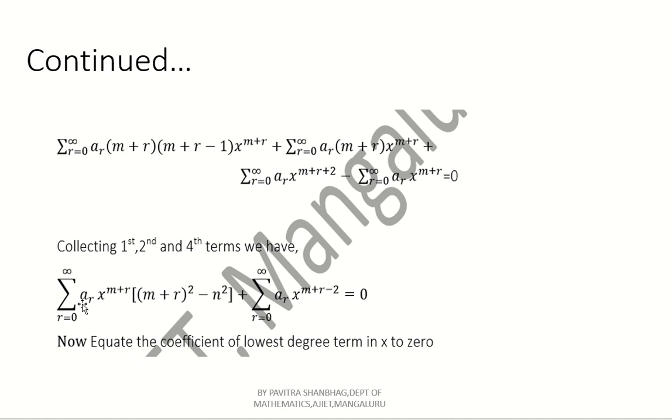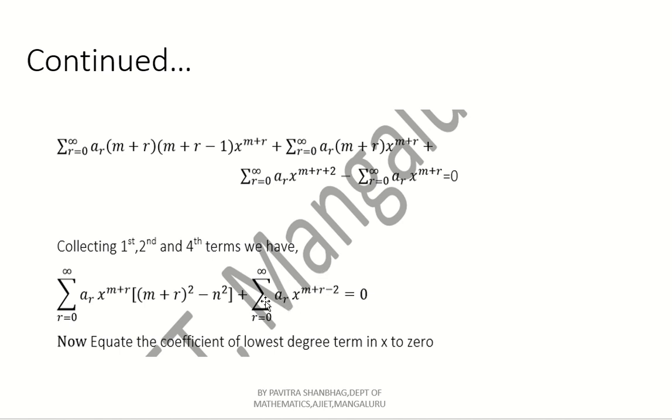That is a_r into (m plus r) whole square minus n square. But here it is not the case. Here we need x power m plus r. For that, what do we have to replace? r replaced by r plus 2. So what happens here? a_(r plus 2), x power m plus r plus 2 minus 2. So plus 2 minus 2 get cancelled. Now we will get the x power m plus r term.